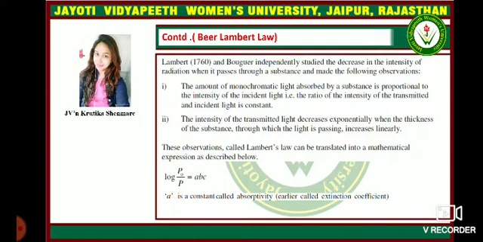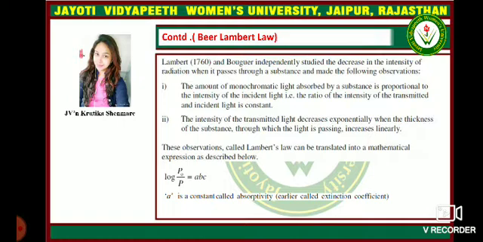So, Lambert and Bouguer independently studied the decrease in the intensity of the radiation when it passes through a substance and made the following observations. The amount of monochromatic light absorbed by a substance is proportional to the intensity of the incident light. The ratio of the intensity of the transmitted and incident light is constant. The intensity of the transmitted light decreases exponentially when the thickness of the substance through which the light is passing increases linearly. These observations, called Lambert law, can be translated into a mathematical expression as shown below.